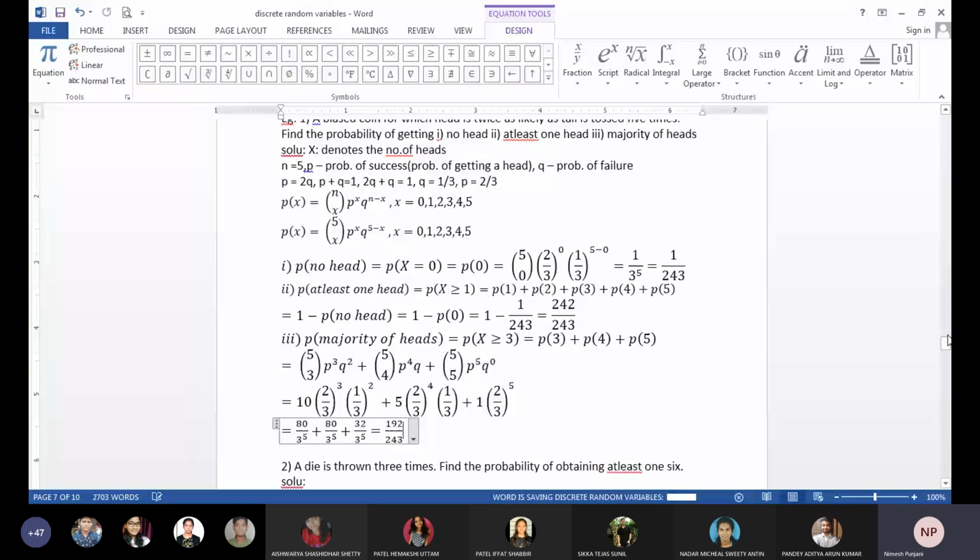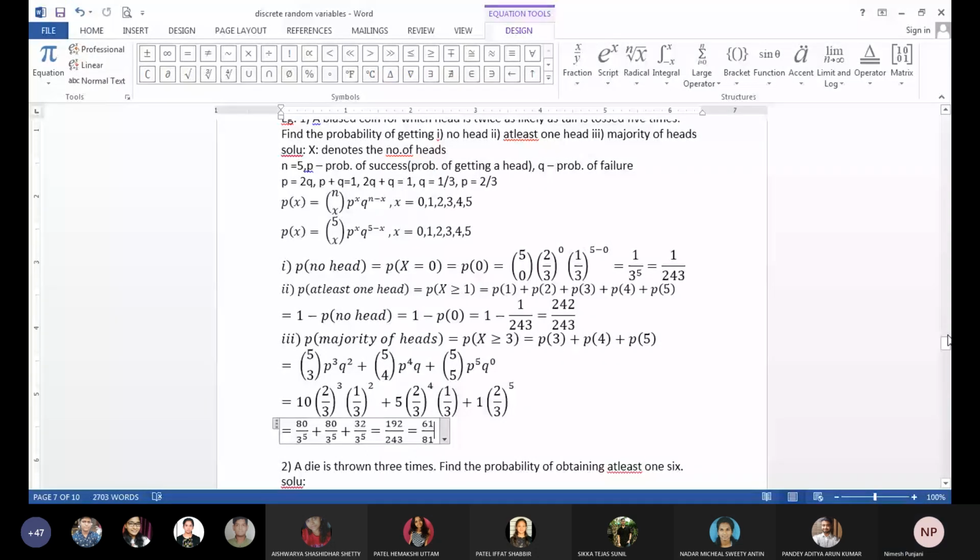इसको reduce करना है तो करो. 192 भी तुम्हारा 3 में जाएगा और 243 भी 3 में जाएगा. So 64 divided by 81. This is okay? Yes, this is okay.